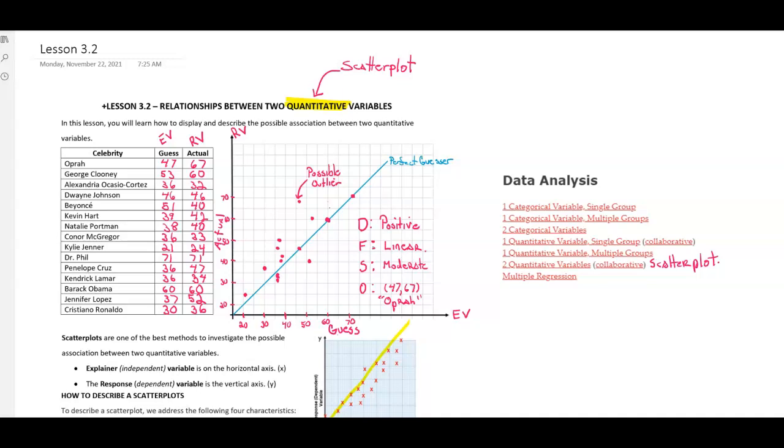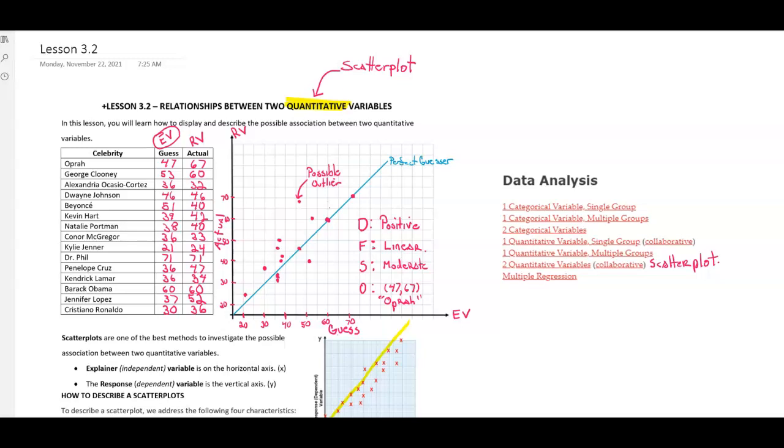So we guessed how old these different celebrities were, and then we compared it to the actual age, and we plotted those points. So that's these points right here. And then the question was, we see it says EV, that's the explanatory or the predictor. Is your guess a good predictor of what the actual age was?